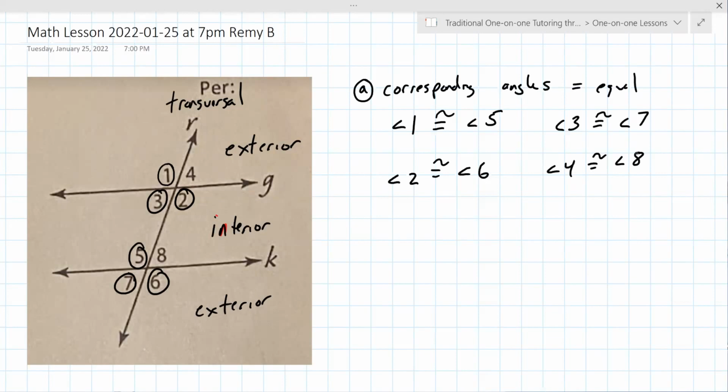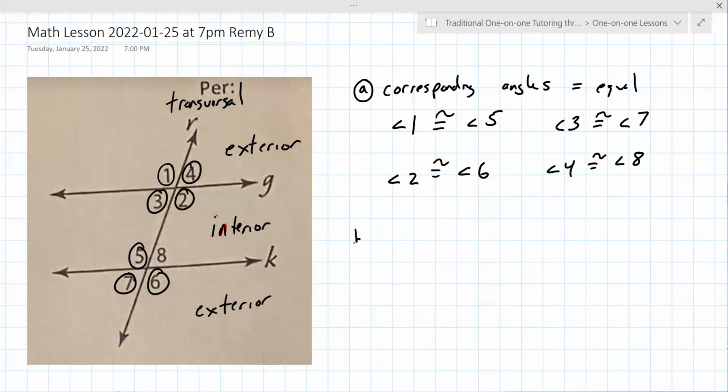I'm asked this question all the time by students: do I need to memorize this? Yes, you do. But the nice thing is that there's really only 2 situations. They're either equal or they add up to something. So these are equal: 1 is equal to 5, 2 is equal to 6, 3 is equal to 7, 4 is equal to 8.